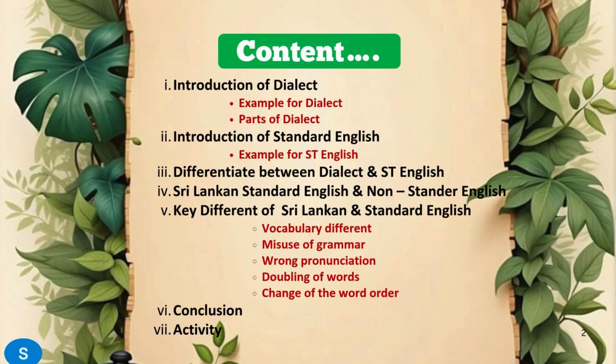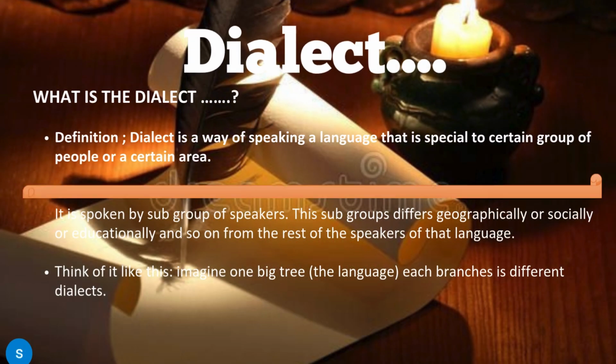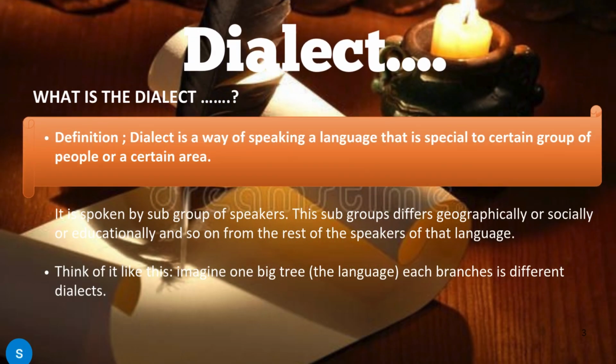Under this topic, we can talk about vocabulary differences, misuse of grammar, wrong pronunciation, doubling of words, change of the word order, and next conclusion and finally activity. First of all, we talk about dialect.